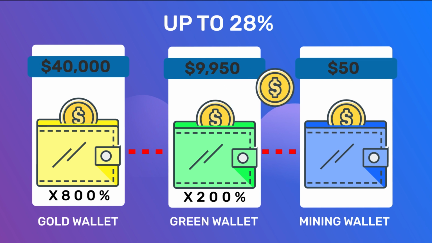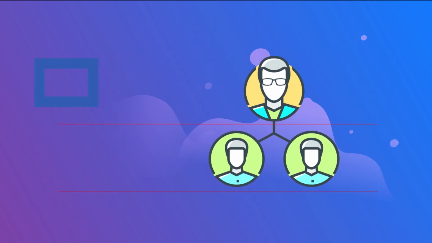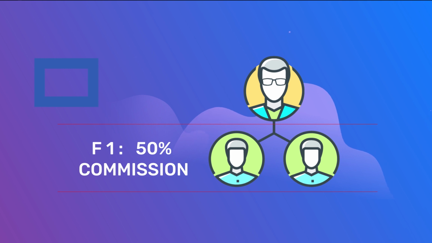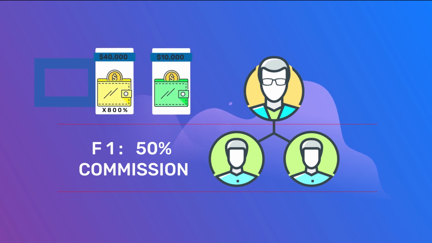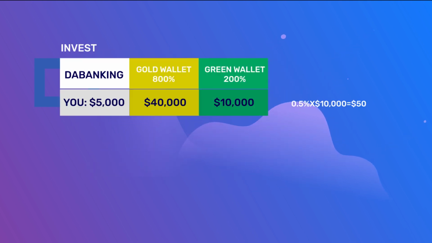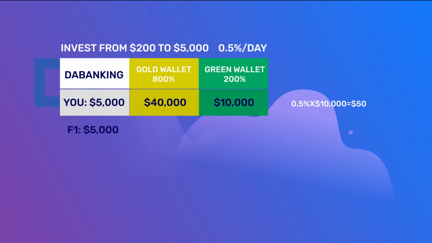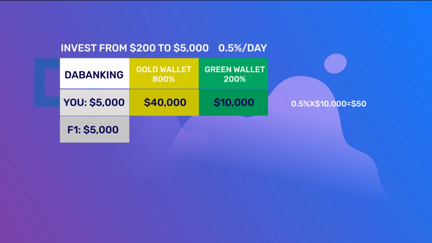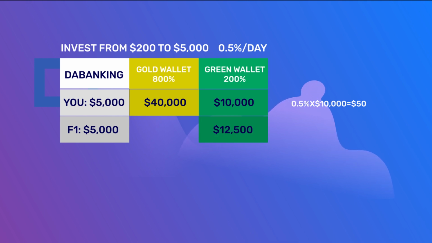In the first month, you can get up to 28%, and the interest rate will decrease over time. But when you are involved in developing the business team, with F1, who are your direct referrals, you will get up to 50% commission on the F1 investment package, and the money will be transferred from gold wallet to green wallet. For example, if an F1 purchases a $5,000 package, you will get 50% of $5,000, which equals $2,500. This amount will be transferred from the gold wallet to the green wallet. Now, your green wallet eventually has $12,500 after adding $2,500 to $10,000. And your gold wallet will have $37,500 left after subtracting $2,500 from $40,000.